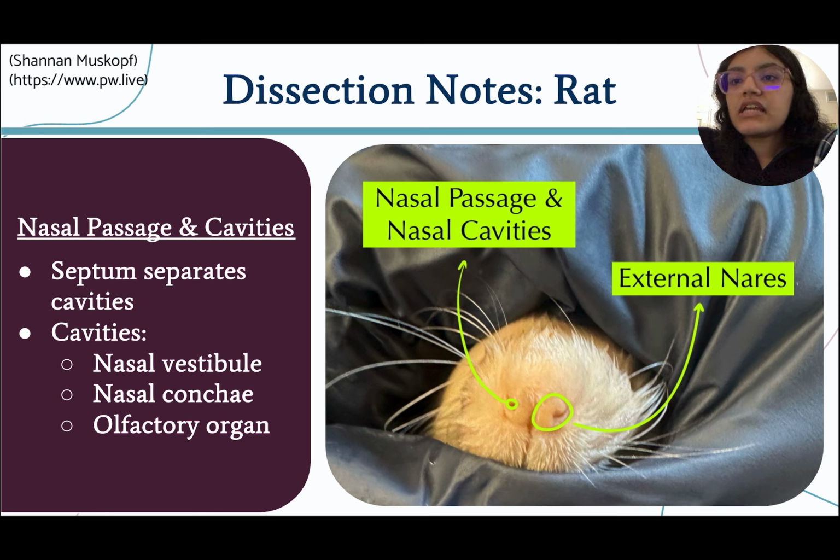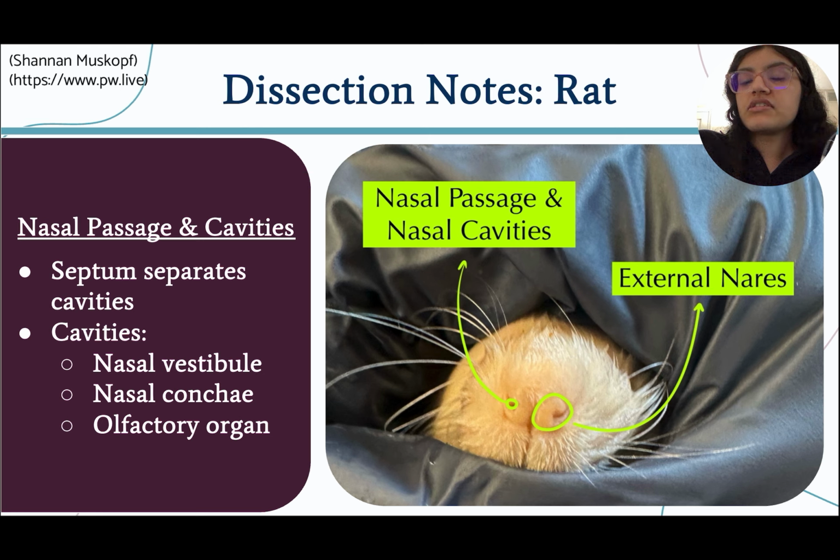And then we have the nasal passage and the nasal cavities. This nasal passage and nasal cavities is where you'll find air being filtered as it enters the airway. And so you have a septum which separates the left cavity from the right cavity. And inside each cavity, you'll find there's three regions: the nasal vestibule, the nasal conchae, and the olfactory organ.